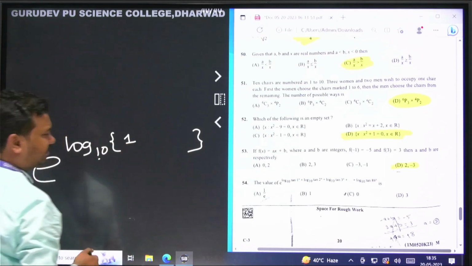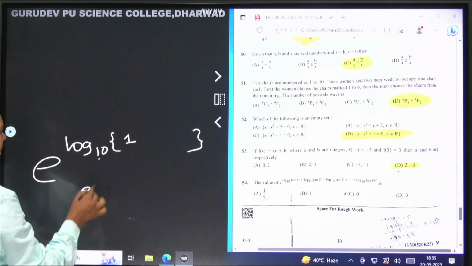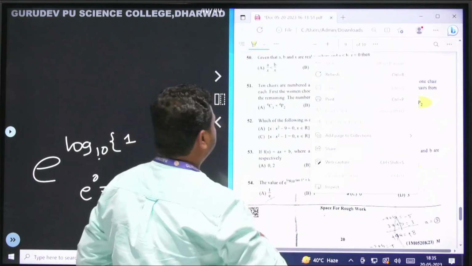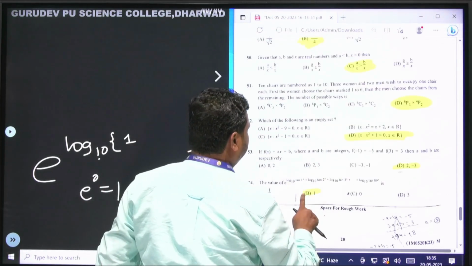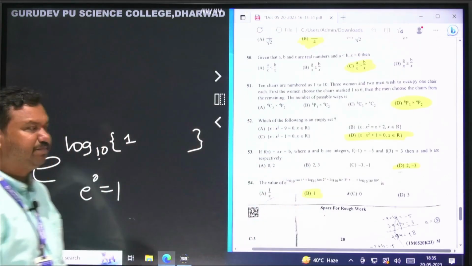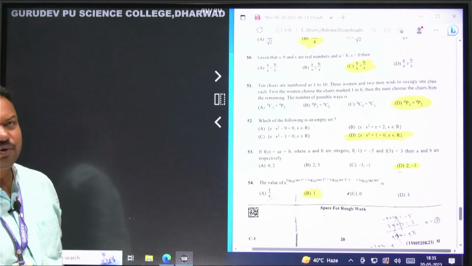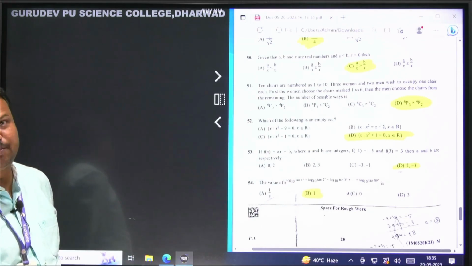Therefore your answer becomes, log 1 is 0, e to the power 0 is 1. So I have chosen my answer as B, as the option. e to the power 0 is 1. And you know that log 1 to log 89 by using a property of logarithm.